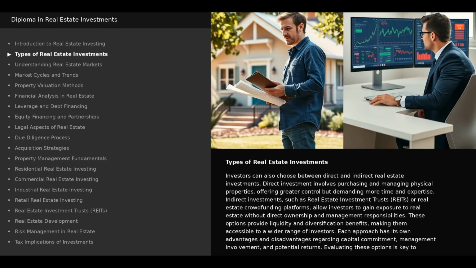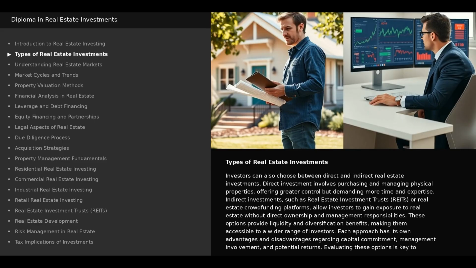Investors can also choose between direct and indirect real estate investments. Direct investment involves purchasing and managing physical properties, offering greater control but demanding more time and expertise. Indirect investments, such as real estate investment trusts, REITs, or real estate crowdfunding platforms, allow investors to gain exposure to real estate without direct ownership and management responsibilities.